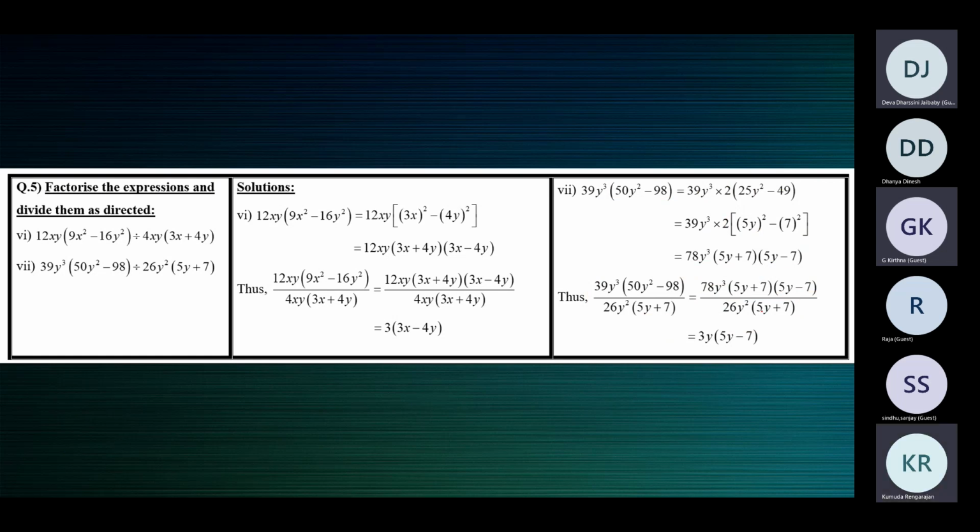So you can see 5y plus 7 and 5y plus 7 get cancelled. Then 26 ones are 26, 26 threes are 78. Then y square, and there'll be one y here. So 26 and 78, 3 times. So 3y cubed and y square, so there'll be one y left in the numerator. So the answer is 3y into 5y minus 7.